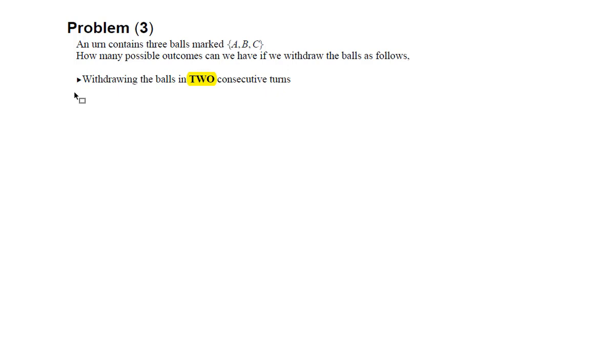First rule, withdrawing the ball in 2 consecutive turns. Second rule, we return the ball to the urn. And third rule, we write the name of the withdrawn balls in order. We have to notice that in this problem we have 3 objects and we have not 3 withdrawals but 2 withdrawals. So this is a different issue than the one we tackled before.